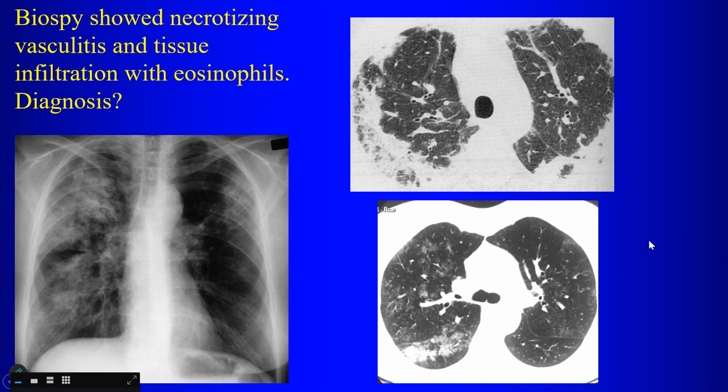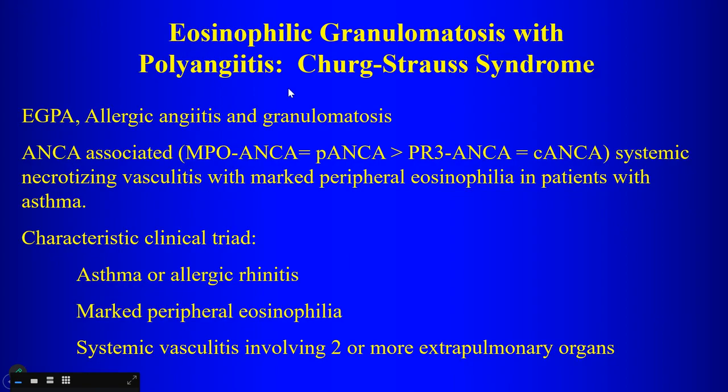Biopsy showed necrotizing vasculitis and tissue infiltration with eosinophils. Surprise, we have peripheral consolidations. But here, given this history, especially the history with the vasculitis, there is a particular disease that we need to mention. What is that? What do we call it? I can't hear you. Churg-Strauss, right? Or eosinophilic granulomatosis with polyangiitis.